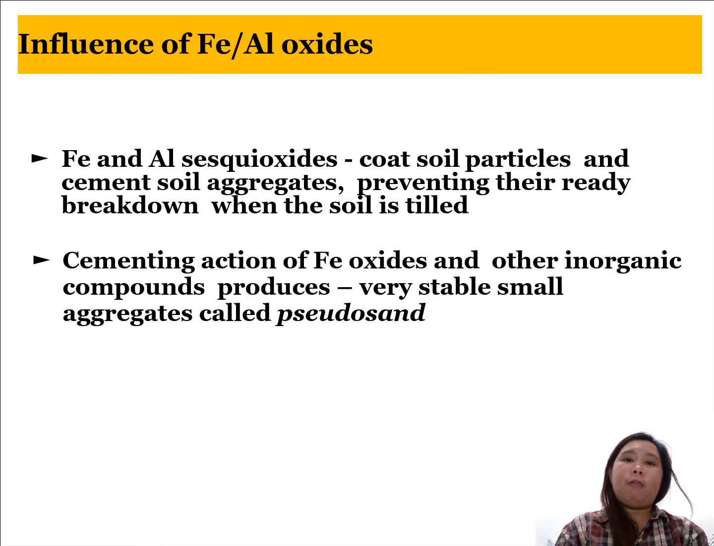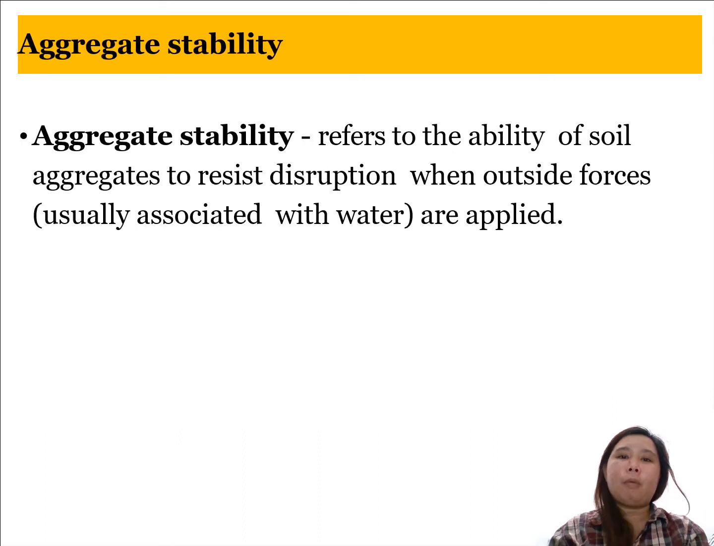Now we move to the influence of iron and aluminum oxides on soil structure. These sesquioxides coat soil particles and cement soil aggregates, thus preventing their ready breakdown when the soil is tilled. The cementing action of the iron oxides and other inorganic compounds produces very stable small aggregates called pseudosand. Now, in using the soil for agriculture, buildings, constructions, and many other uses, it is important that the soil has a stable aggregation.